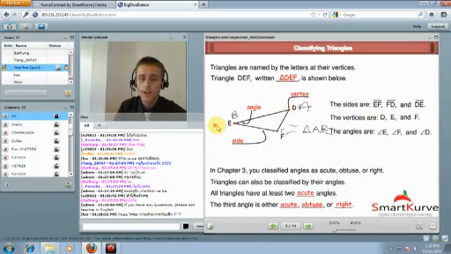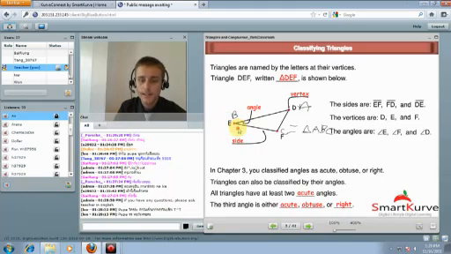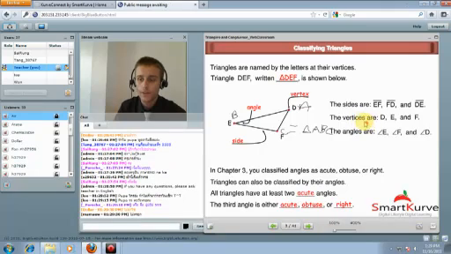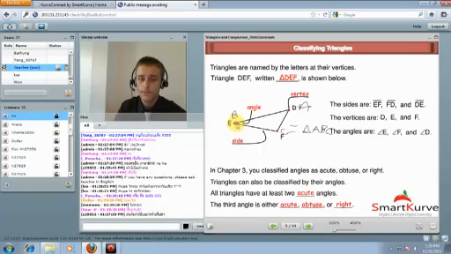So the sides are also classified by what the vertex is assigned as. So one side is EF. It is from the vertex E to the vertex F. It has a line over the top, EF. This side is FD with a line over the top, and the last side is DE with a line over the top. The vertices again are D, E, and F, and the angles are angle E right there, angle F right there, angle D right here, and they have this little, kind of looks like a little L. That means it's an angle.